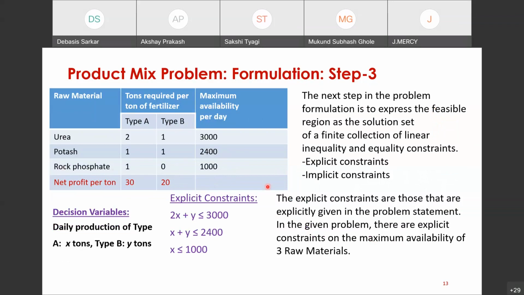Because this tells me how much of urea, potash, and rock phosphate are required to produce per ton of type A and type B fertilizer. So 1 ton of type A requires 2 tons of urea, so 2X. So in type B, so on, Y is the total required of urea.